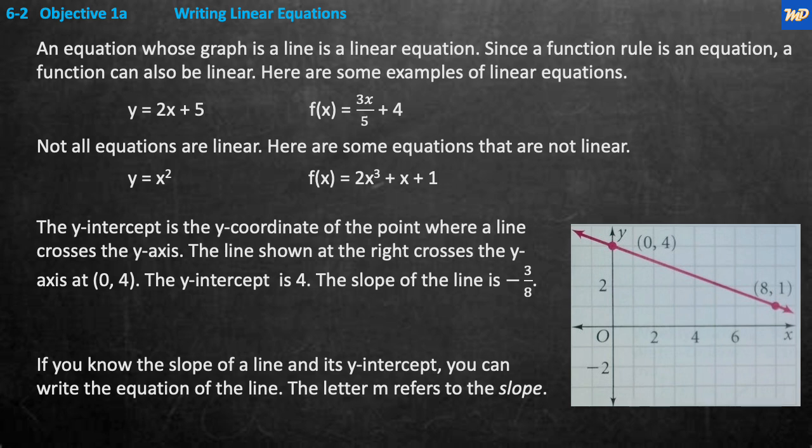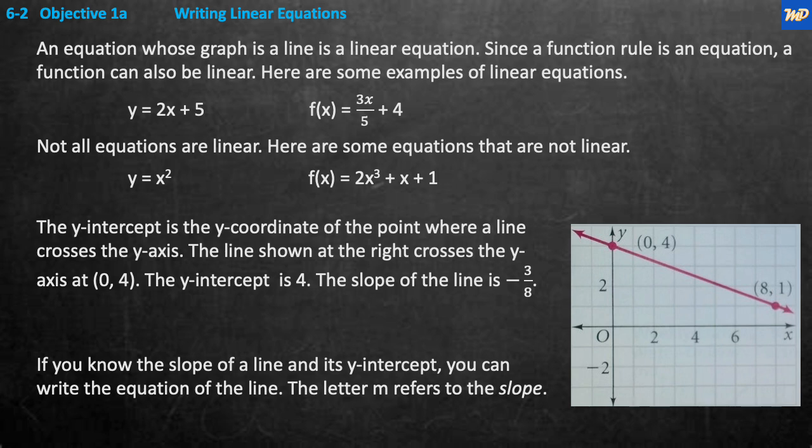The y-intercept is the y-coordinate of the point where a line crosses the y-axis. The line shown at the right crosses the y-axis at point (0, 4), using the ordered pair x, y. The y-intercept is 4. The slope of the line is -3/8. Okay, we're going to look at that.